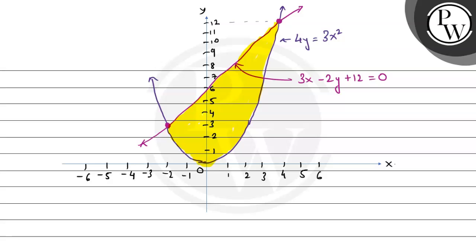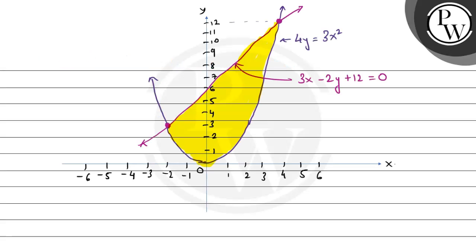As we can observe that ये जो region है, this is bounded by two curves. First is the straight line and the second is this parabola. And so therefore area of the concerned region will be equal to integral of, see, ये जो region है, this region is bounded by the curves y equals (3x plus 12) divided by 2 and y equals 3 by 4 times x squared, right?